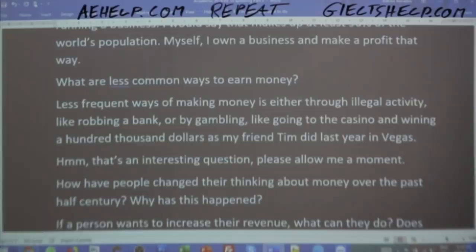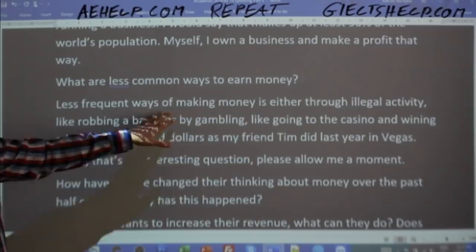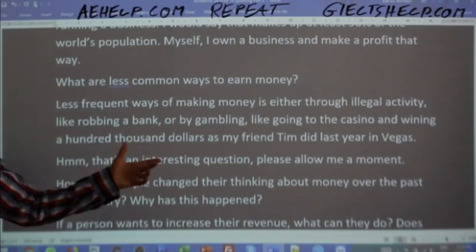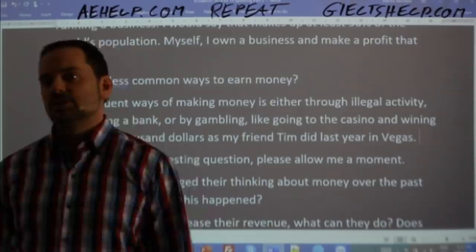Notice the correlative conjunction, either or. Again, answer, explain, example. So repeat after me. Less frequent ways of making money is either through illegal activity, like robbing a bank, or gambling, like going to the casino and winning 100 grand, as my friend Tim did last year in Vegas. Okay, that works. Great. All right.